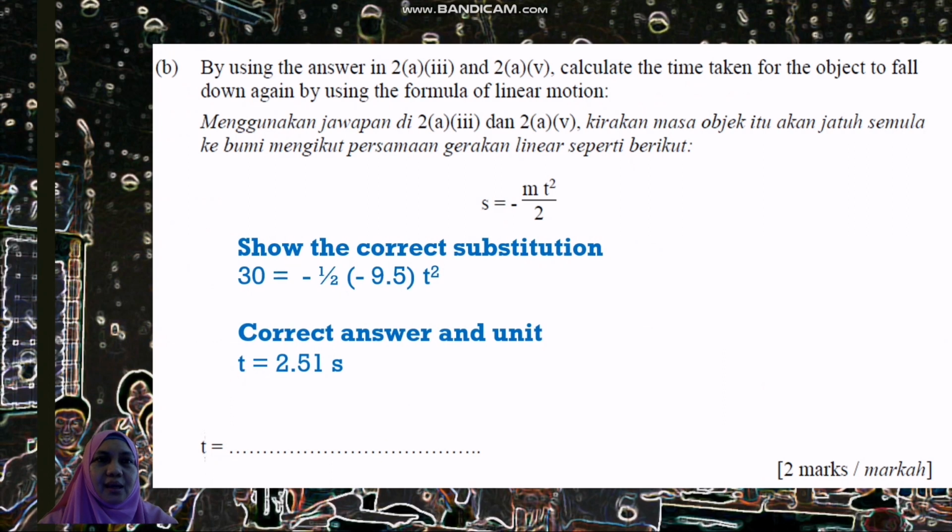Next, B. Using the answers in 2a3 and 2a5, calculate the time taken for the object to fall down again by using the formula of linear motion. So this is the formula you are given, where s equals negative m t squared divided by 2. So we just do the substitution where s is 30, m is negative 9.5, and t is the value we are looking for. So t is 2.51 seconds.